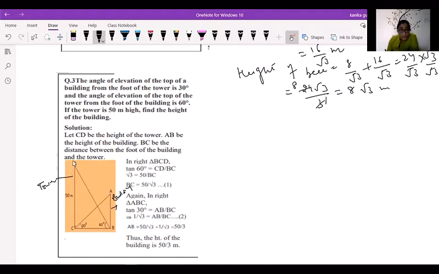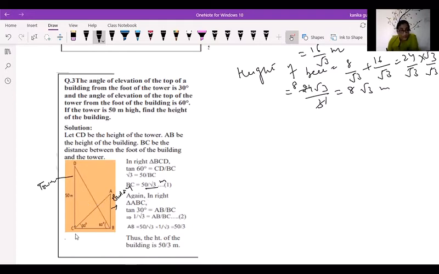Now CD over BC, perpendicular upon base, that is equal to tangent of 60 degrees, and tangent of 60 is equal to under root 3, and CD is equal to 50 over BC. So you get the value of BC, that is equal to 50 over under root 3 meter.